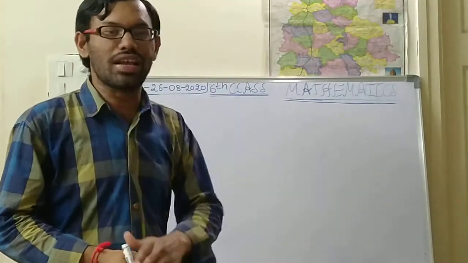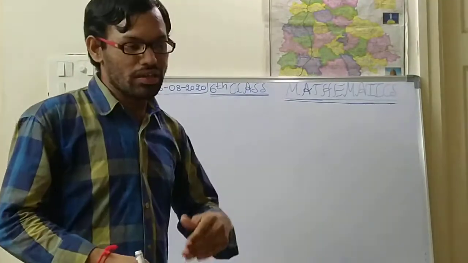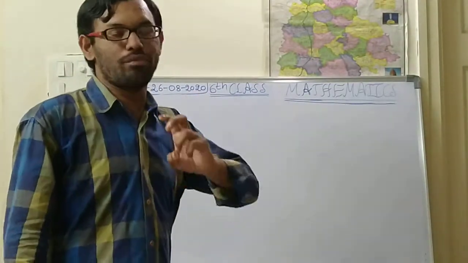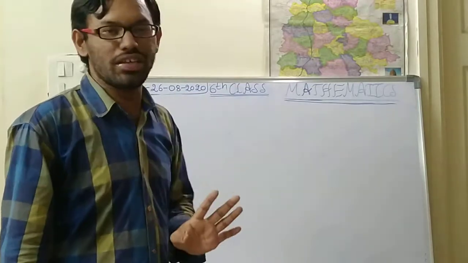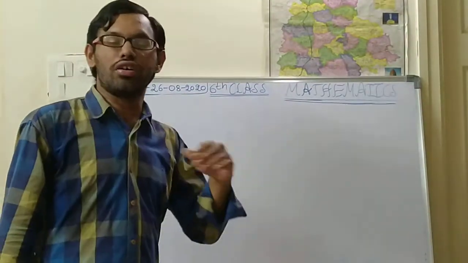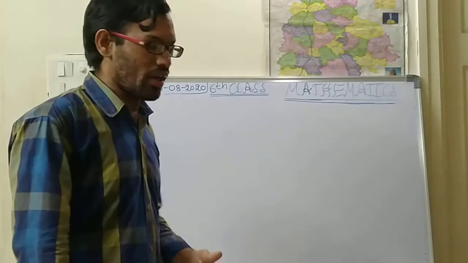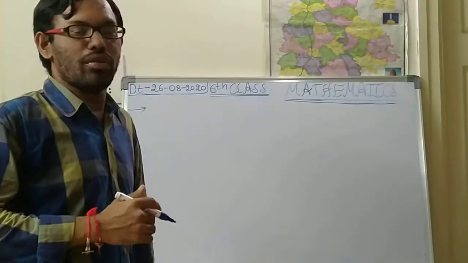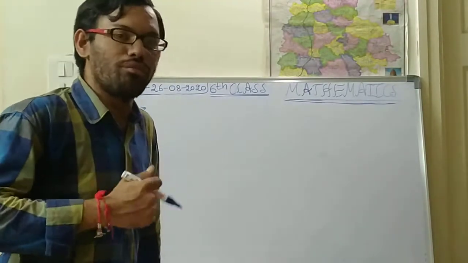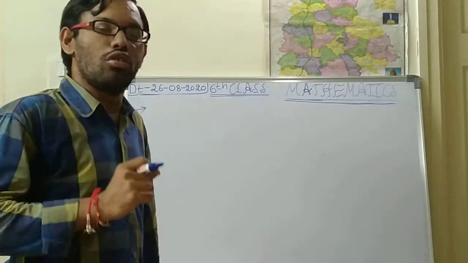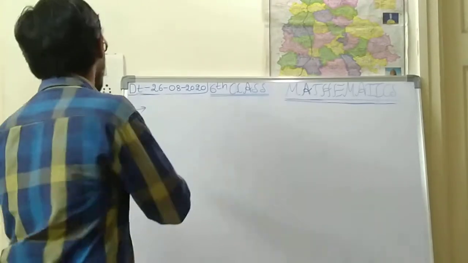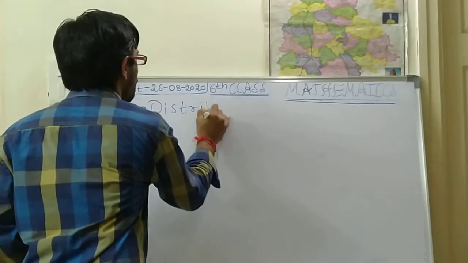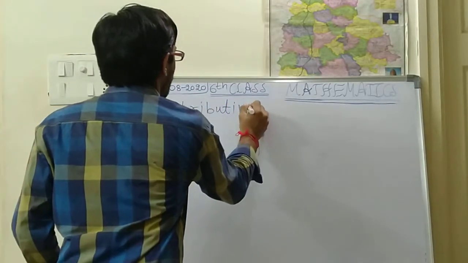So, in the previous class, we completed some of the properties like the commutative property, associative property, and closure property, and we saw some of the problems. In today's class, we shall discuss one more property regarding whole numbers. That property is called the distributive property.